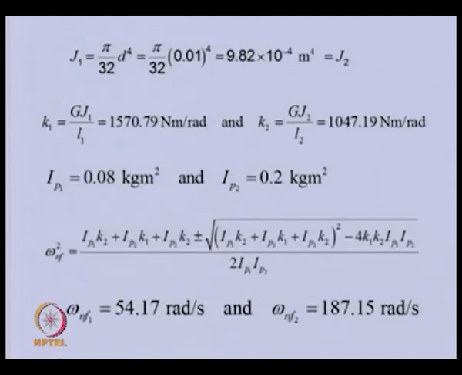So basically you can see this is a closed form expression of that particular polynomial, and if we use the various numerical values given in the problem, the geometrical properties, stiffness and polar moment of inertia, we will get two natural frequencies. The first one is 54.17 radians per second, and the other is 187.15 radians per second. So we have seen how to obtain the natural frequency using the transfer matrix method.